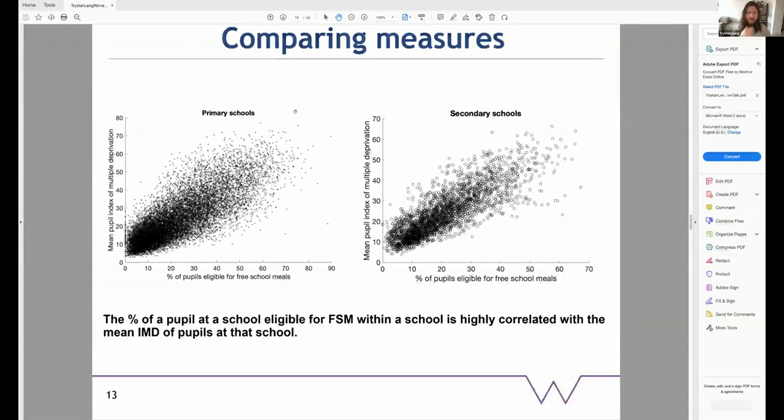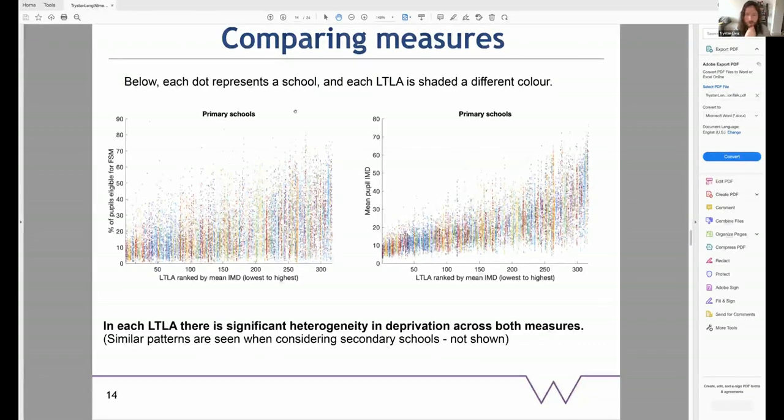And here, I think this is a really important point, but I think the graphs are slightly confusing, so I'll explain them. Below, each dot represents a school, and each LTLA is shaded a different color. As we move from left to right along the x-axis, we have the different LTLAs ranked by their mean IMD. And then on the y-axis, we have our two different measures.